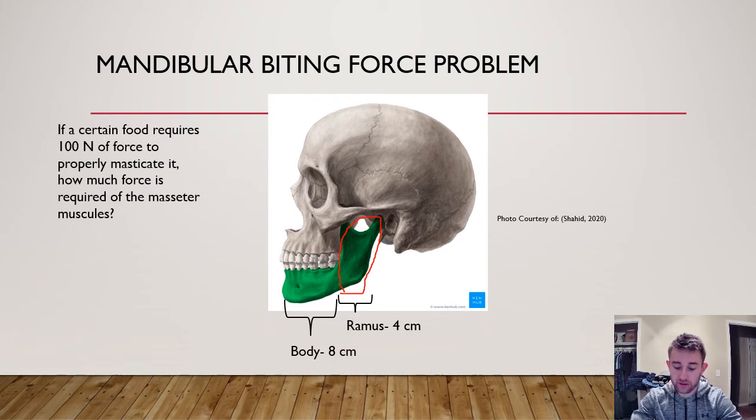Our second assumed variable is that the body of the mandible, so it's the rest of the mandible, the part that curves around and holds your teeth in place. We're assuming that is 8 centimeters long. Now that we have all our measurements, we can solve our problem.